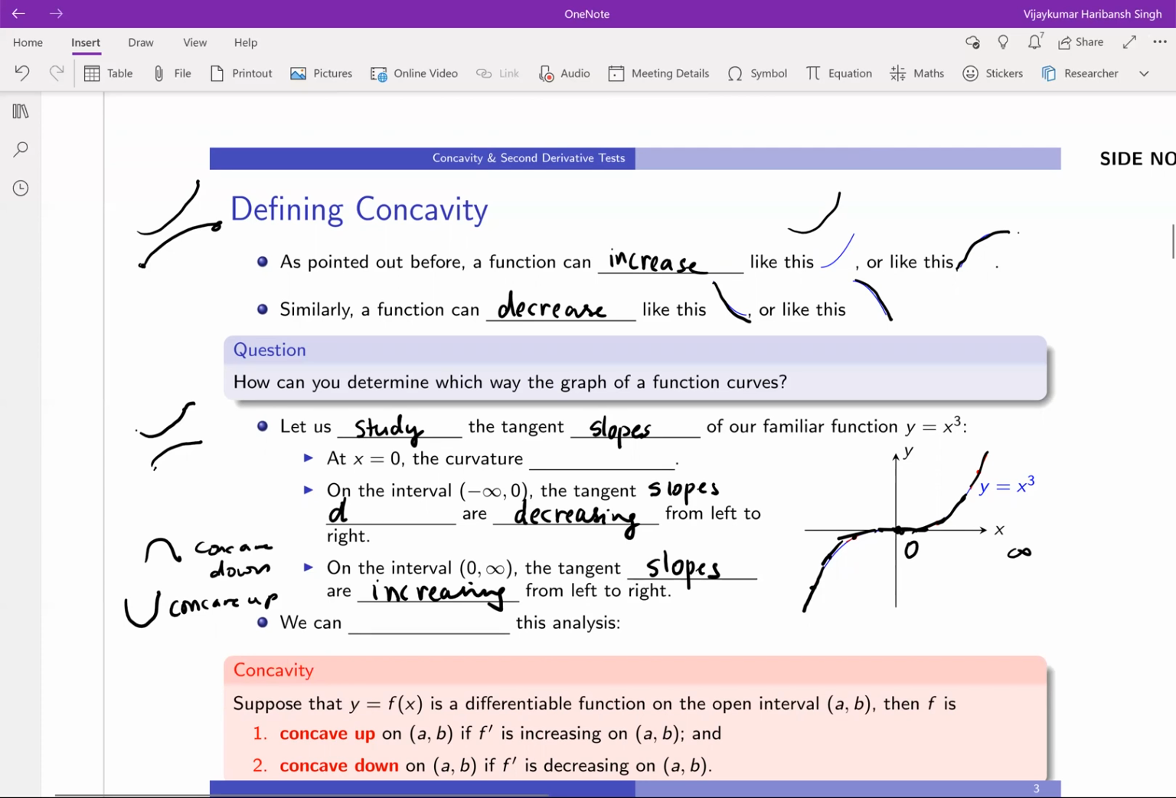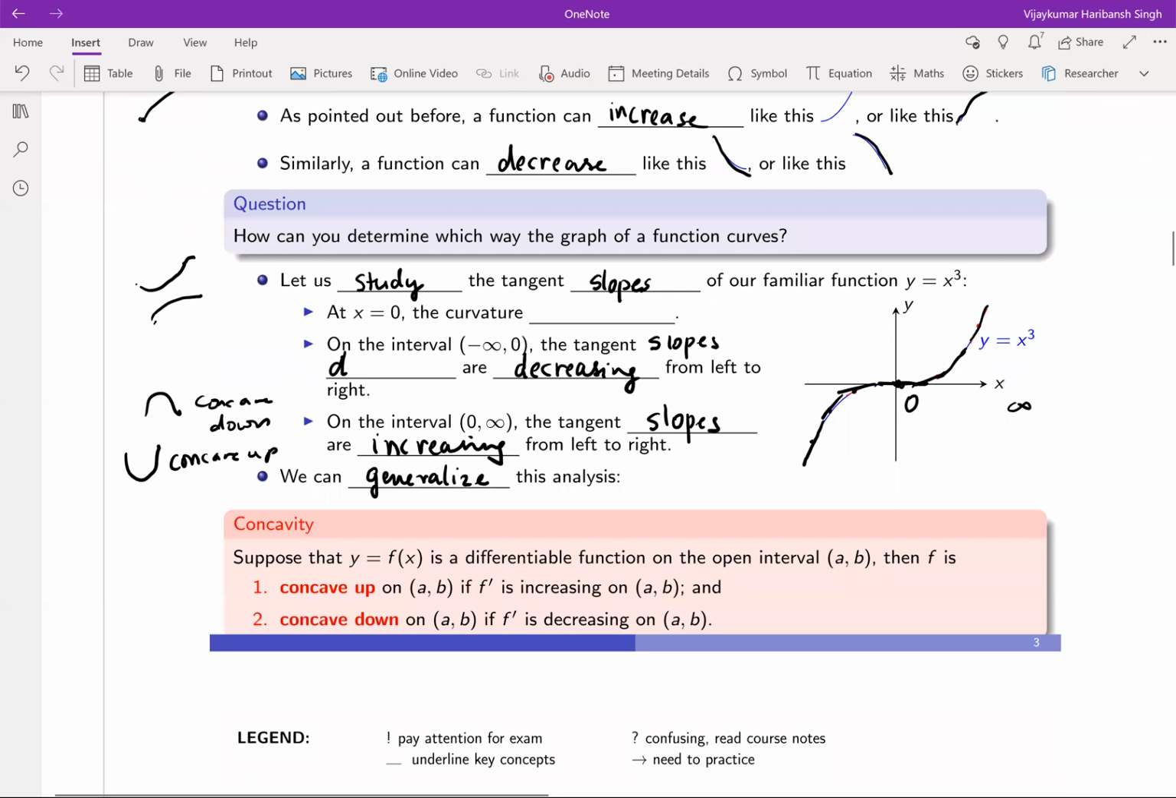So we can generalize this analysis by saying the following. This shape was concave down on this part. This part was concave up. Let's analyze this case again. The tangent slopes are increasing, but tangent slopes are encoded in the derivative. So we say the function is concave up if f prime is increasing on the interval AB.